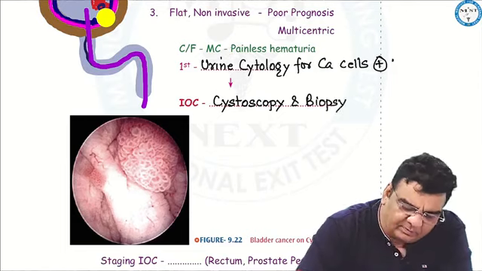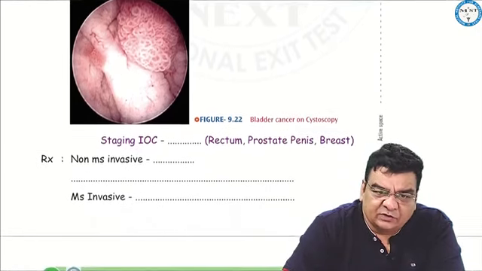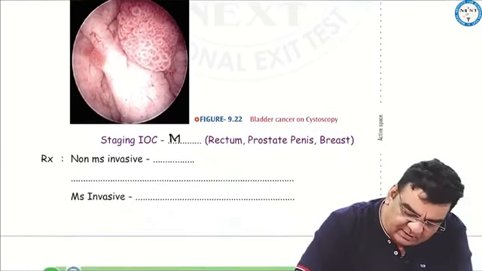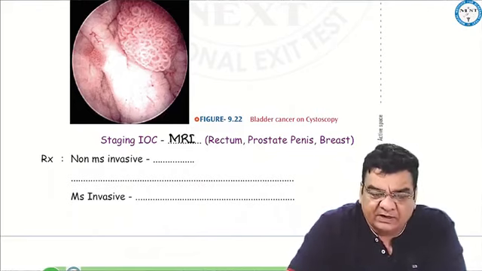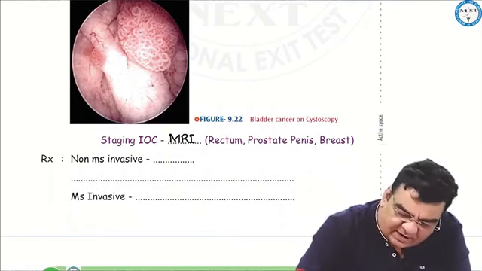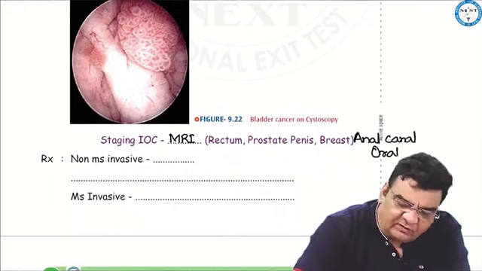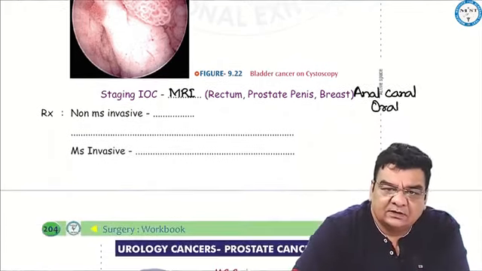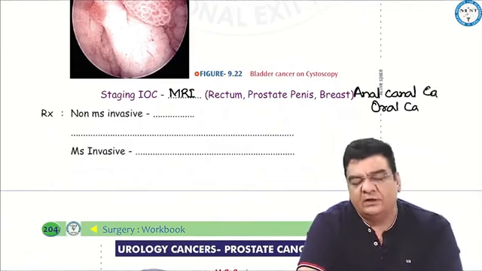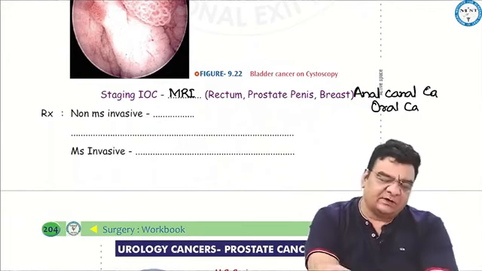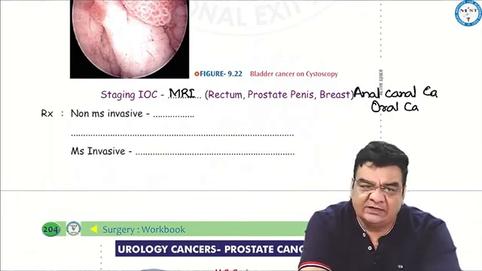You know, beta, the bladder is lying in the pelvis. So the staging investigation of choice for bladder cancer would be MRI. For pelvic cancers, bladder cancer, prostate cancer, penis cancer, rectum cancer, anal canal cancer, breast cancer, oral cancer, we are doing MRIs. While for thorax and abdomen, like esophagus, stomach, colon, gallbladder, pancreas, we are doing a CECT.